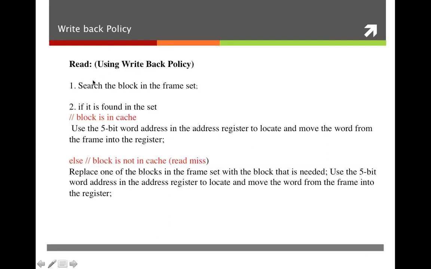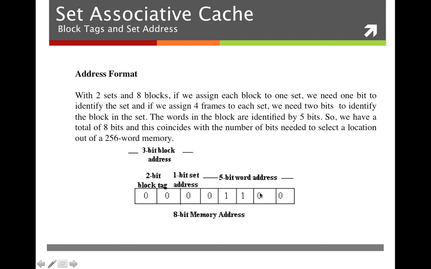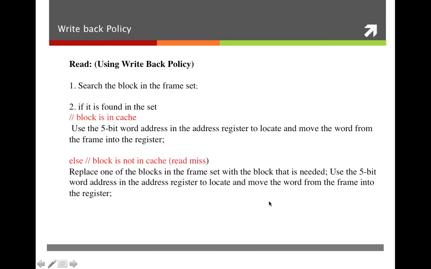We're doing, again, read and write. When we're doing a read, we search the block in the frame set. This is to read something from it. If it's found in the set, it's in the cache. Since it's a read, we don't have to do anything except read what we're supposed to read. We use the 5-bit word address, which is outside of the 3 bits we talked about in the address register, basically these 5 bits here, to locate and move the word from the frame into the register. That's what we do, and nothing else has to be done.